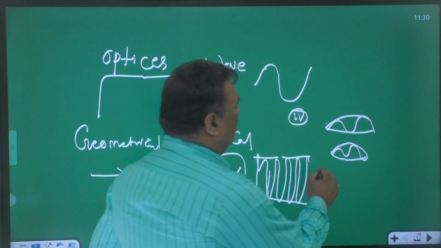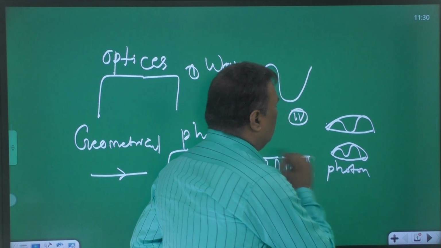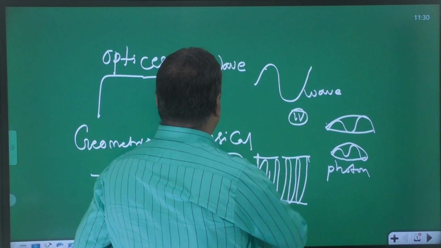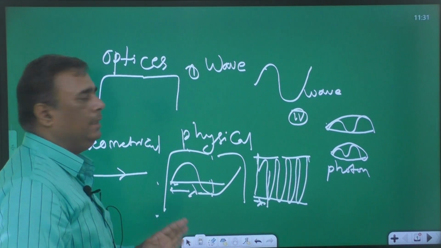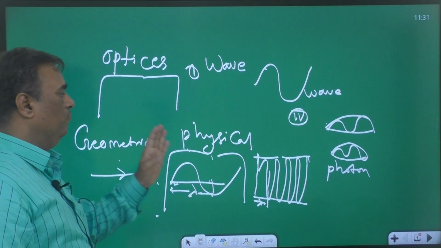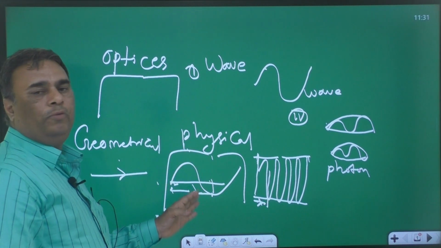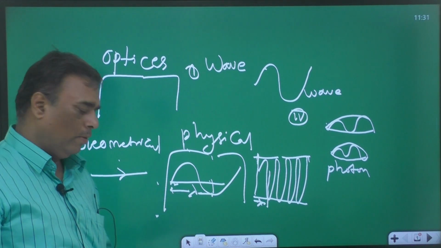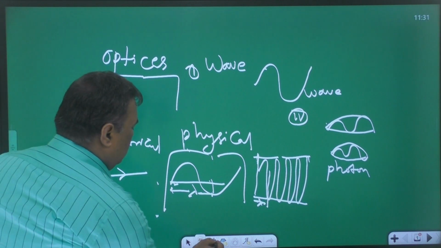This is the photon. This is the wave and this is the rays. So actually now our light is divided mainly into two parts, geometrical optics and physical optics. Physical optics is divided into two parts, wave optics and quantum optics. Is it clear, everyone?